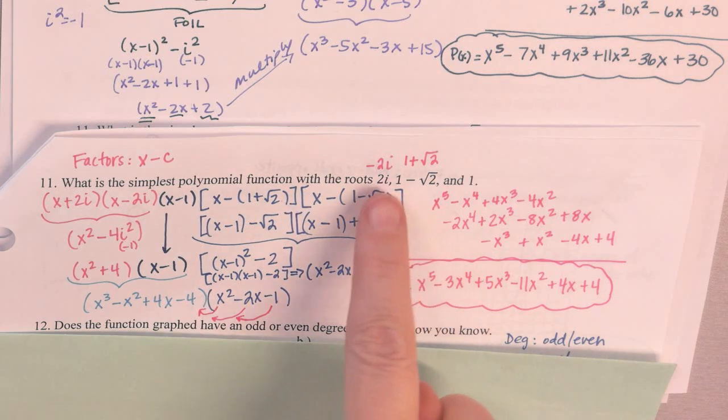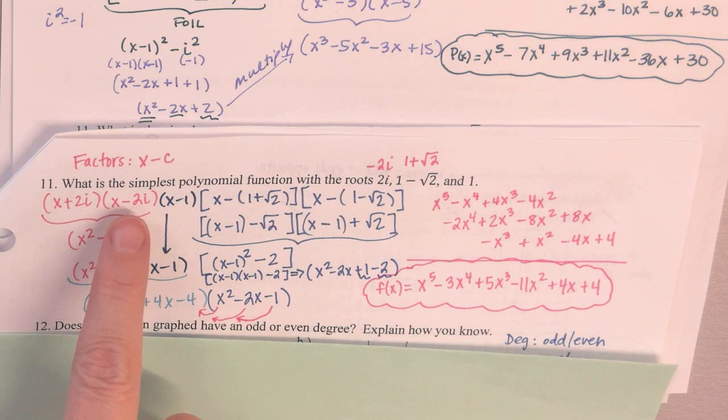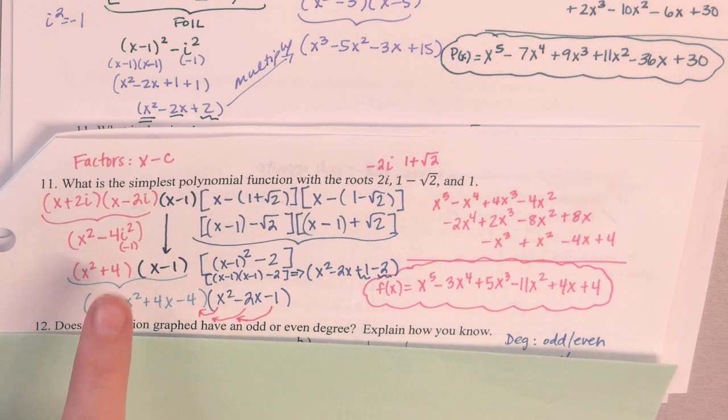So if 2i is a root, -2i has to be a root. Okay, and then, so I have x plus 2i, x minus 2i. That factors to x squared minus 4i squared. Okay, and then x minus 1 I just put here.